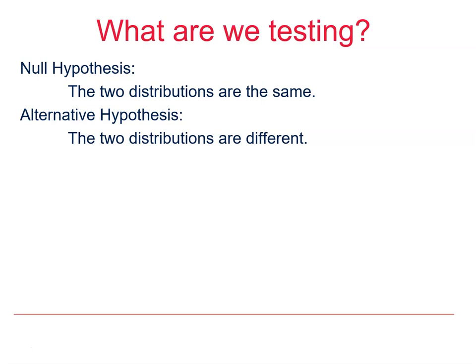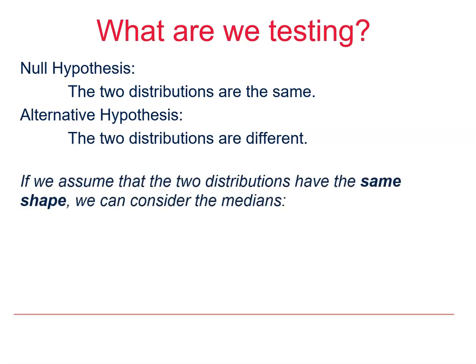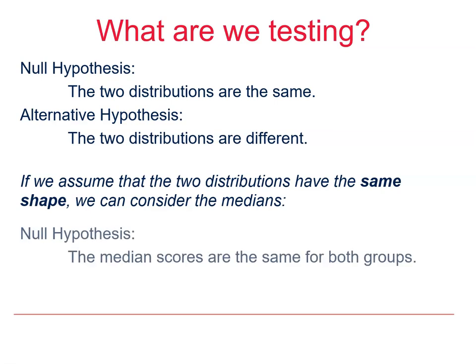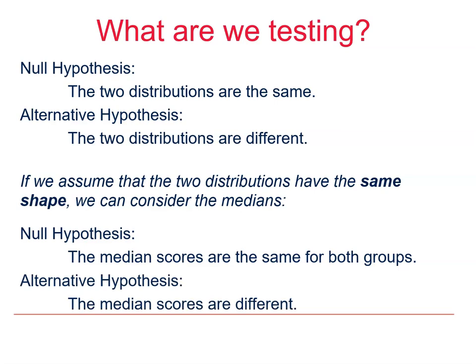Essentially, all we are doing is testing to see if the distributions are different. But usually there is an implicit assumption that the distributions have the same shape. That means that any difference will mean the medians are different, so we can word our hypotheses in terms of the medians. Our hypotheses will be: null hypothesis, the median scores are the same. Alternative hypothesis, the median scores are different. Of course, we might want to do a one-tailed test, in which case the alternative hypothesis might be that the median is higher or lower.